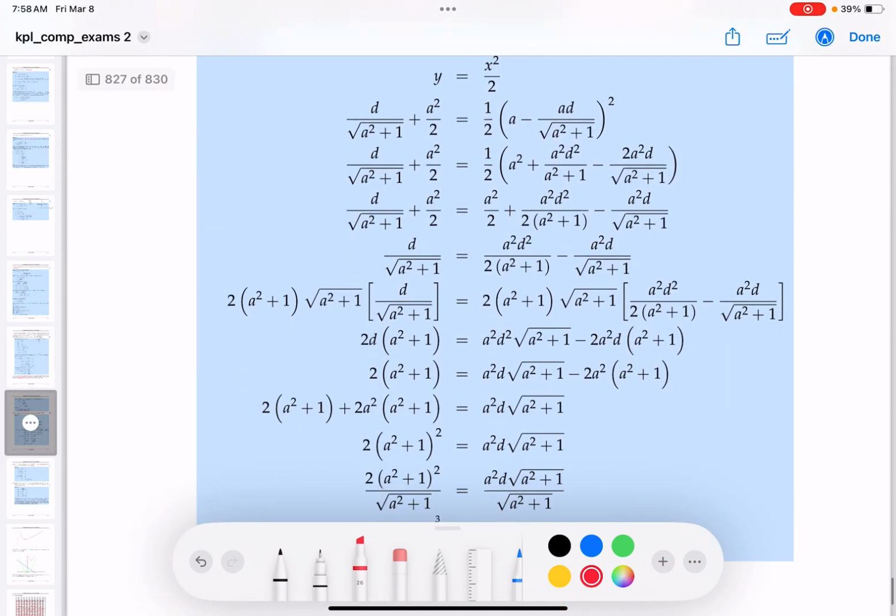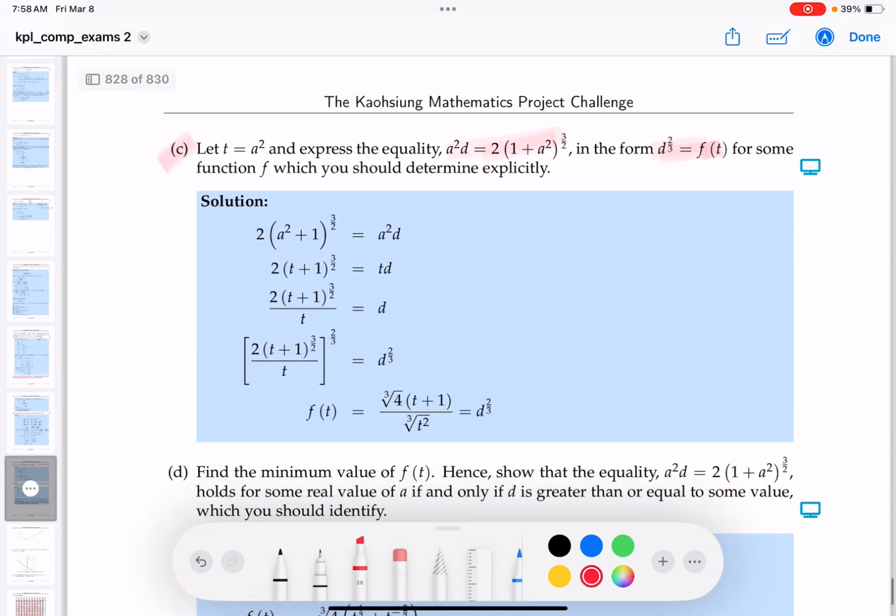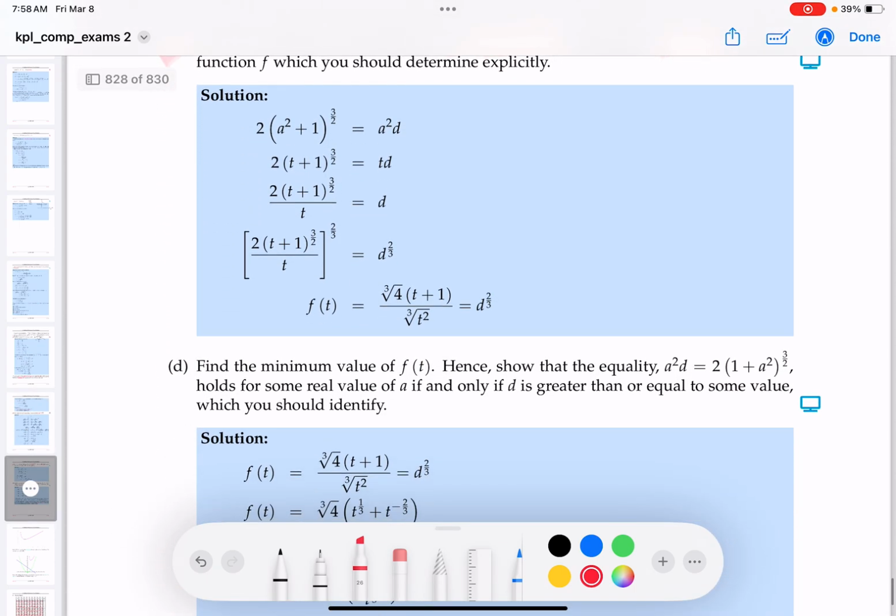We got B done, that was some effort too. We got C done with less effort, and now I'm on to D. And D says find the minimum value of f of t. This largely depends on your ability to look at the function and take its derivative at this point. And then again, after I do that, they say, show that the equality blah, blah, blah holds for some real value of a, if and only if D is greater than or equal to some value, which you should identify.